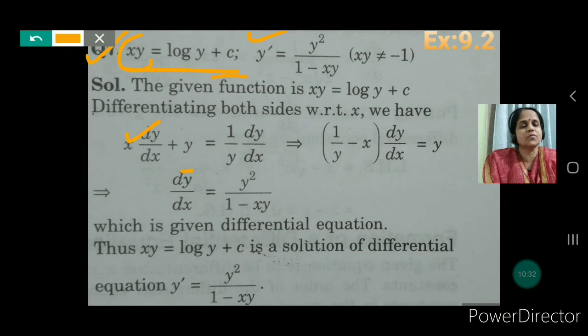Derivative of log y is 1 upon y, and then derivative of y with respect to x is dy upon dx. And now take dy upon dx common in these two terms. You will get 1 upon y minus x times dy upon dx is equal to y. So dy upon dx is equal to y square upon 1 minus xy. Now see, it is the differential equation. Thus we can say that xy is equal to log y plus c is a solution of the differential equation.